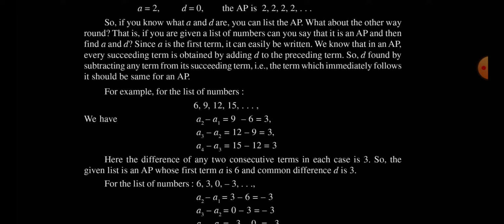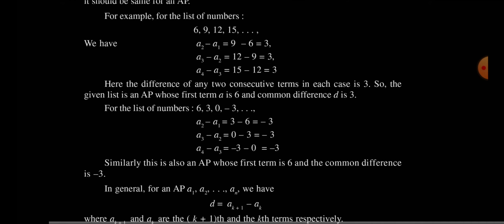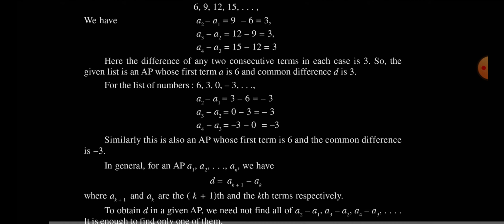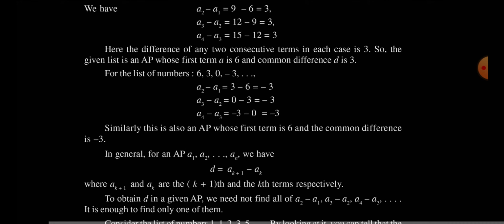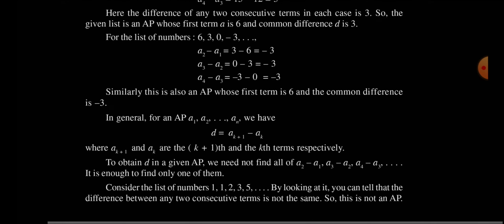The term which immediately follows it should be considered in an AP. For example, for the list of numbers 6, 9, 12, 15, we have a2 minus a1 is equal to 9 minus 6 is equal to 3, a3 minus a2 is equal to 12 minus 9 is equal to 3, a4 minus a3 is equal to 15 minus 12 is equal to 3. Here the difference of any two consecutive terms in each case is 3, so the given list is an AP whose first term a is 6 and common difference d is 3.